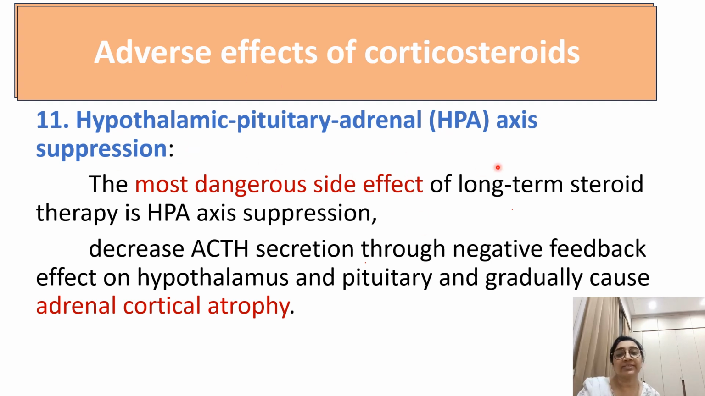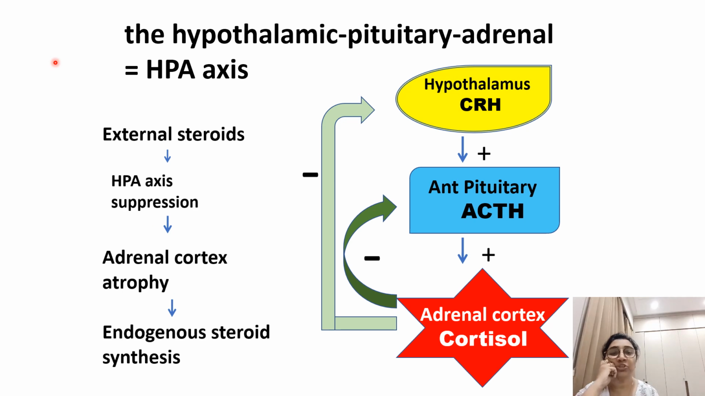Now, hypothalamo-pituitary axis suppression is the most dangerous side effect on long-term use of the steroid, which decreases ACTH secretion through the negative feedback effect on the hypothalamus and pituitary gland, and ultimately adrenal cortical atrophy can occur. So, the hypothalamic pituitary adrenal axis: when some stress occurs, the hypothalamus releases CRH. CRH will stimulate the anterior pituitary to release ACTH, and ACTH will stimulate the adrenal cortex to release cortisone. Now when cortisone is present in the blood, negative feedback will activate and inhibit the hypothalamus from releasing CRH as well as the anterior pituitary from releasing ACTH. So ultimately external steroid will suppress the HPA axis and cause adrenal cortex atrophy, and endogenous steroid synthesis will be inhibited.